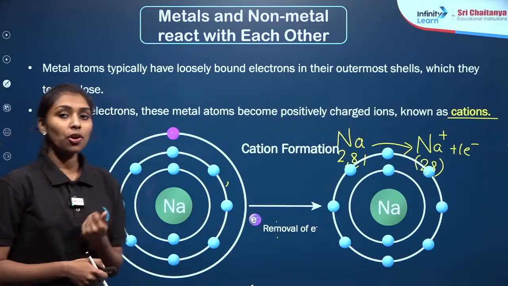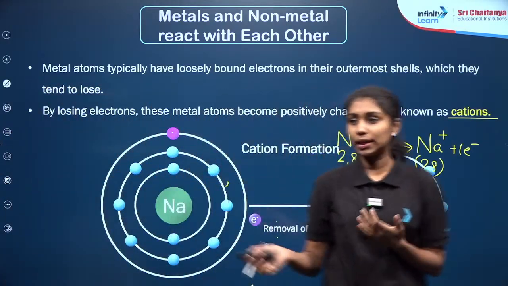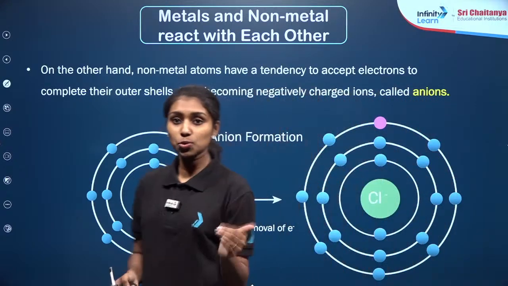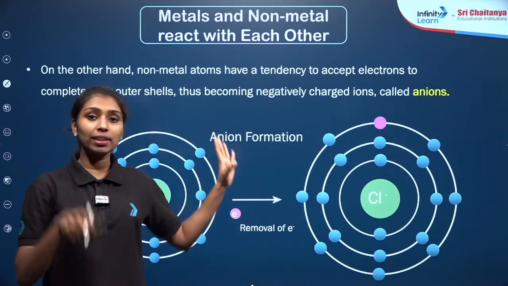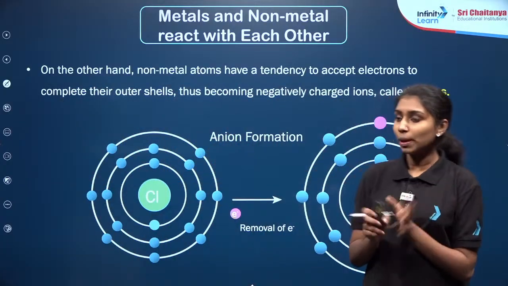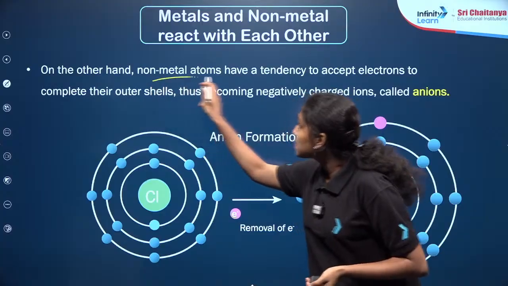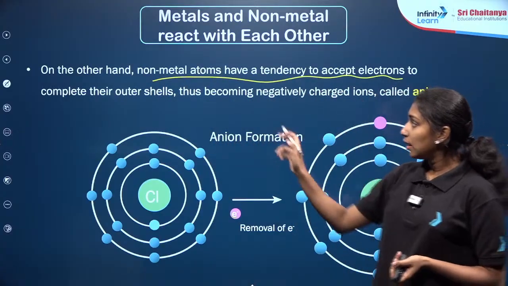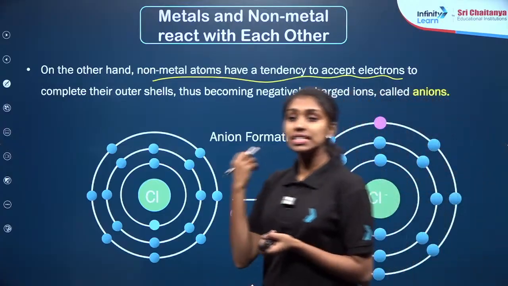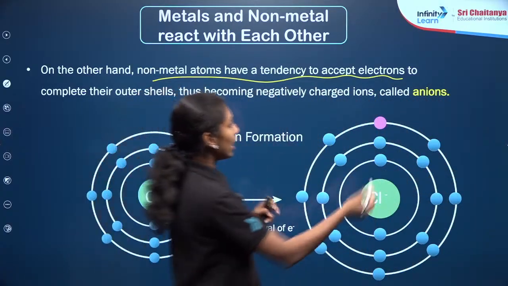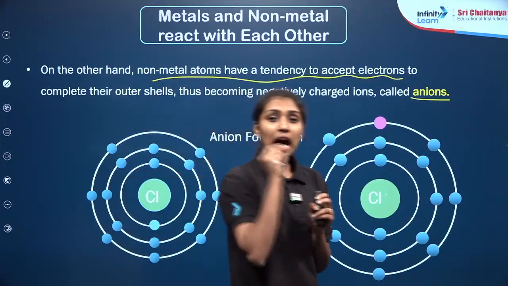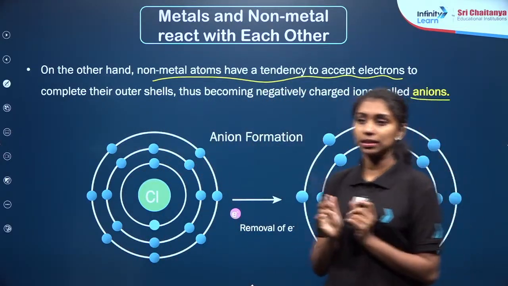Now, what will happen to the non-metals? Similarly, non-metals have the tendency to accept electrons, right? So whenever they are reacting with the metals, the electrons lost from the metals can be accepted by the non-metals. Non-metal atoms have a tendency to accept electrons in order to complete their outer shells. So they become negatively charged ions known as anions. Because of the formation of these ions, these compounds are known as ionic compounds. I hope you understand. Clear?